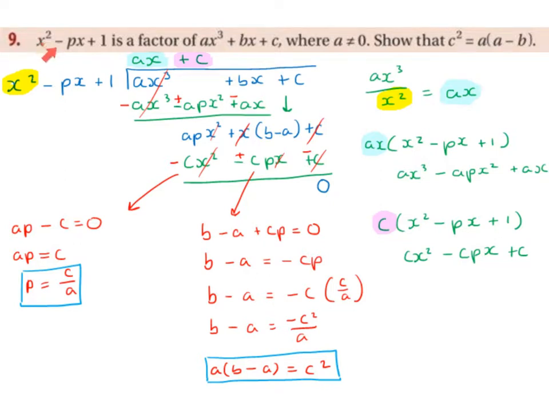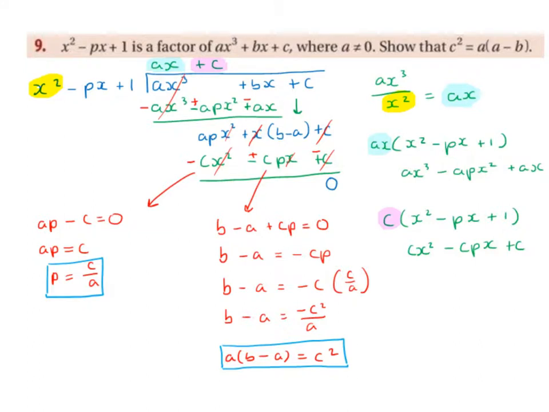x squared minus px plus 1 is a factor of ax cubed plus bx plus c, where a is not equal to 0. Show that c squared is equal to a times a minus b.